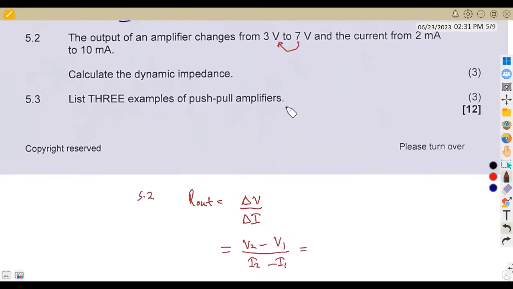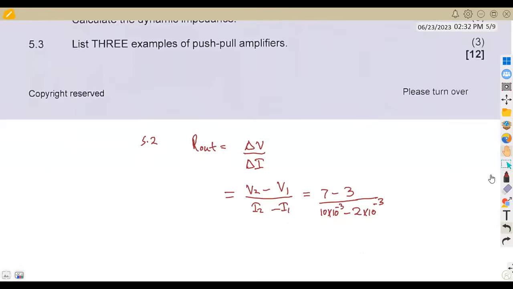In this case, we have got V2 minus V1, 7 minus 3, over I2 minus I1, which is 10 milliamps minus 2 milliamps. So 10 times 10 to the exponent of negative 3 minus 2 times 10 to the exponent of negative 3. This is going to give us R out, the output impedance, which is 500 ohms. Simply the change in voltage over the change in current. All right, so that was 5.2.